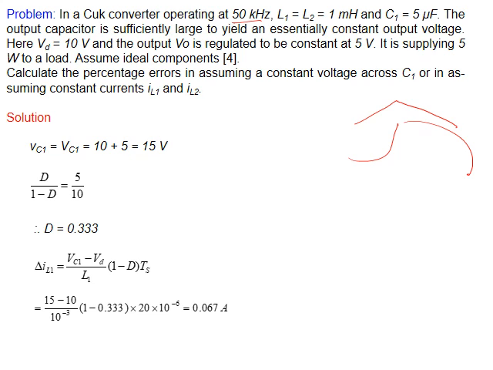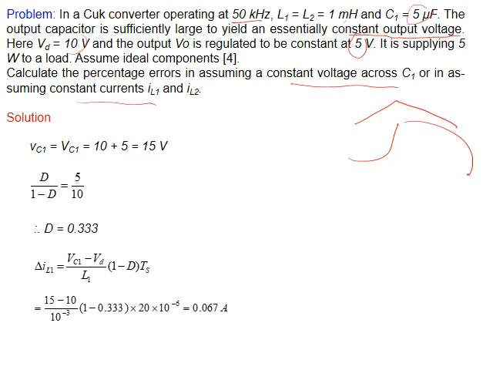He gave me L1, L2, they are equal 1 millihenry. Capacitor C1 is 5 microfarad. The output capacitor is sufficiently large, yielding essentially constant voltage. This is my assumption all the time. Now the input voltage is 10, the output voltage is 5, and it is supplying 5 watt. Oh, he told me the output voltage, power also. Calculate the percentage error in assuming constant voltage across the capacitor and constant current across the inductances.